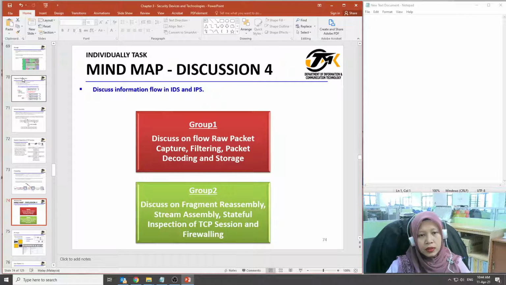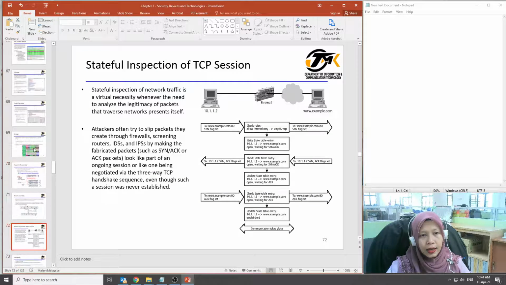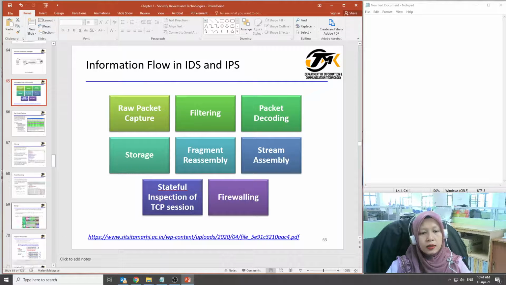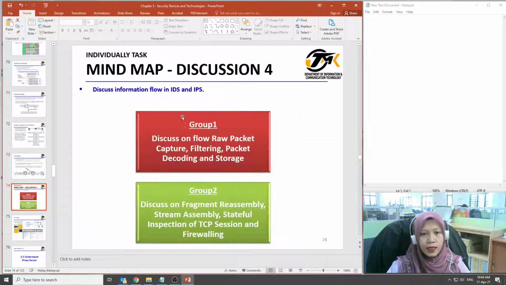Okay, so this is from all my slides here. This information is from this thesis. So I want you all to do the mind map for discussion. Only the mind map, don't do the presentation. Mind map based on what you understand.